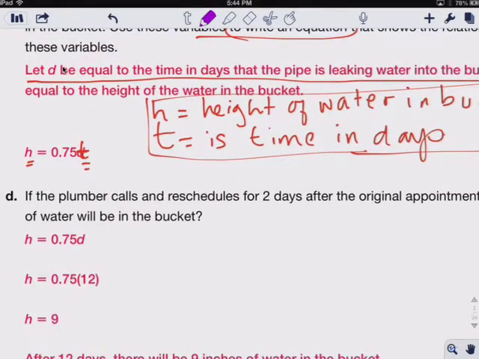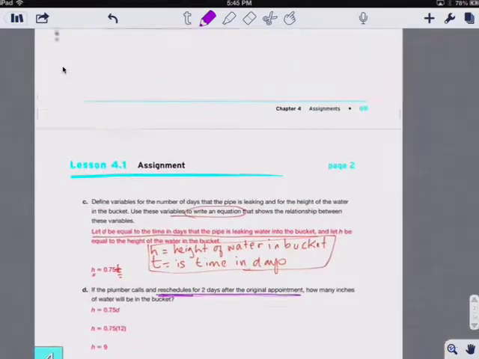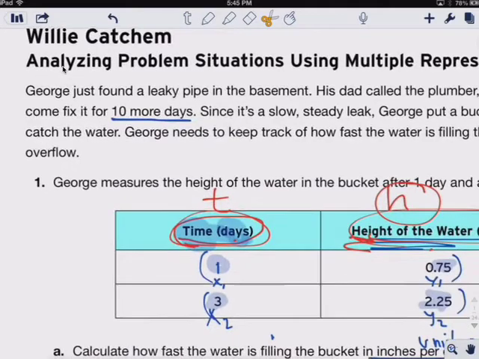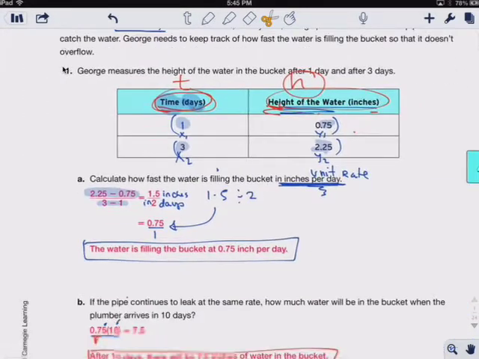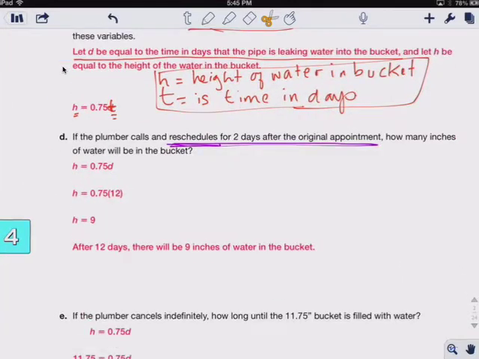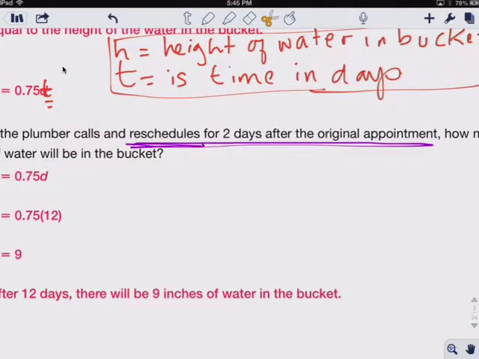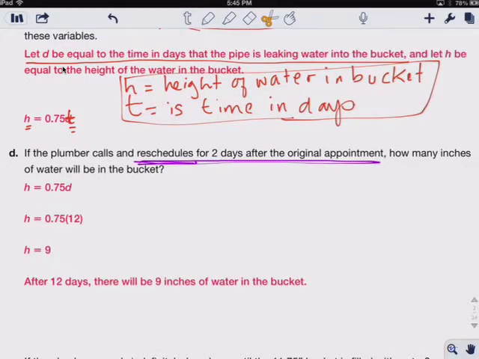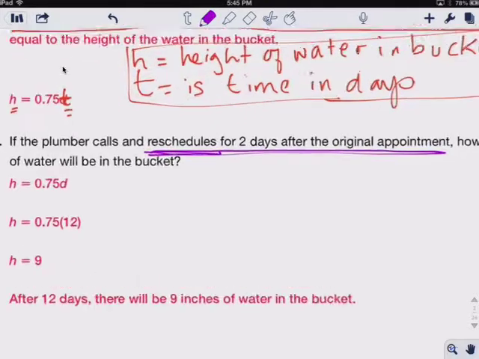If the plumber calls and reschedules for 2 days after the original appointment. So 2 days after, because first he said it was 10 days, right? If you notice at the beginning, he can't fix it for 10 more days. And he says they want an additional 2 days rescheduled after the original appointment. So that's a total of 12 days. So how many inches of water will there be in the bucket?